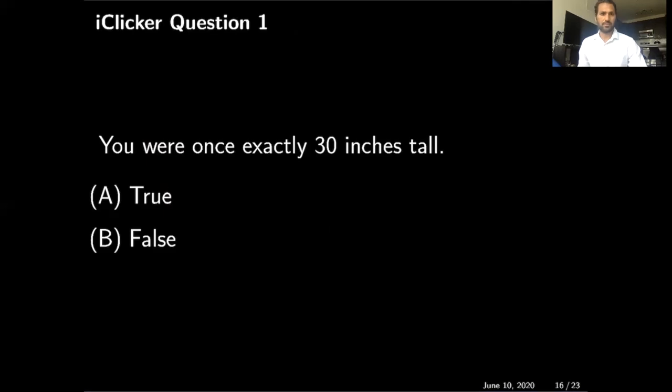Here I have one quiz problem for you to practice, which is also related to the continuity of a function. You are exactly 30 inches tall at some point of your life. Give me the answer in true or false.